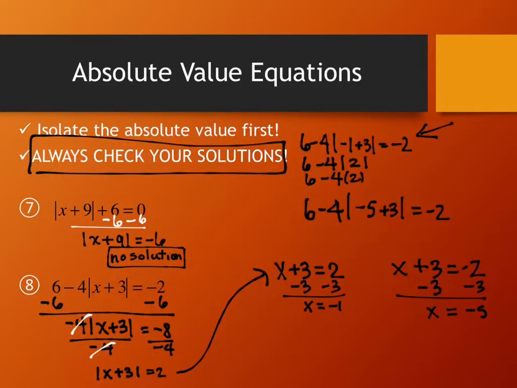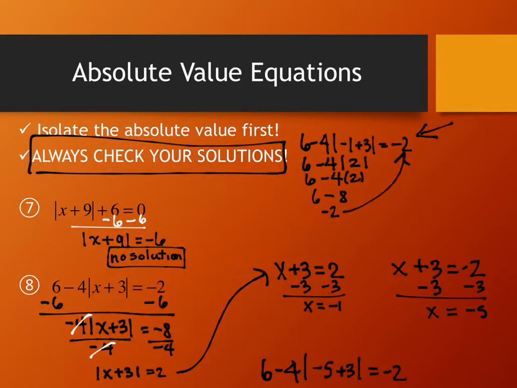I'm running into my other piece. Let me move it. Okay. 4 times 2 would be 8, because order of operations says I should multiply before I subtract. And then 6 minus 8 is negative 2. And how does that compare to what we wanted it to be? It works, right? So this potential solution really is a solution. It worked.